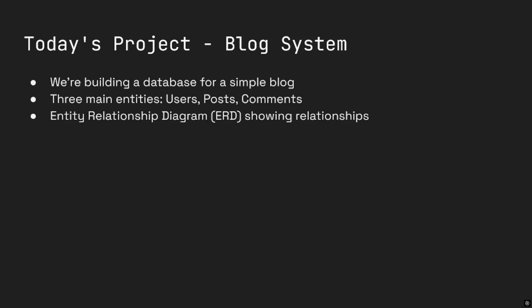So then for today's project, we're going to be creating a blog system. So we're building a database for a simple blog, 3 main entities, so 3 tables. Going to be users, posts, and comments. And then we're also going to try and create an entity relationship diagram showing the relationships of these 3 tables.